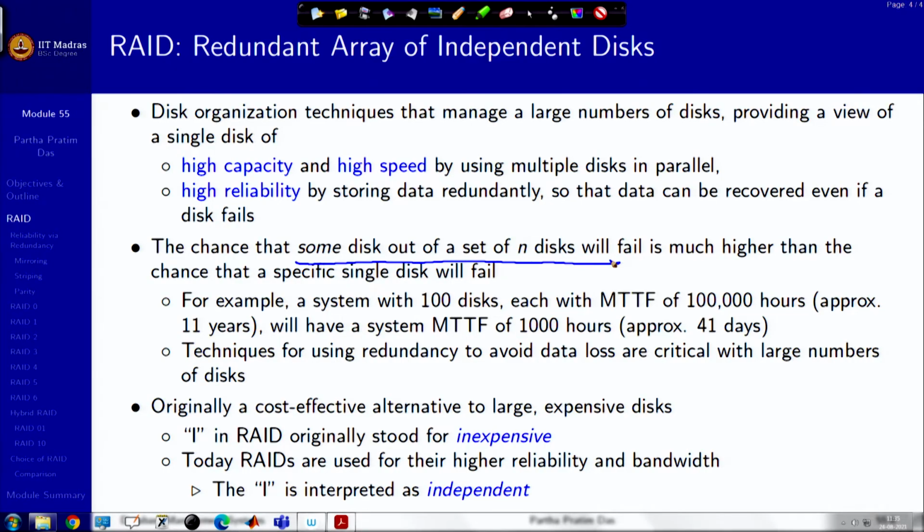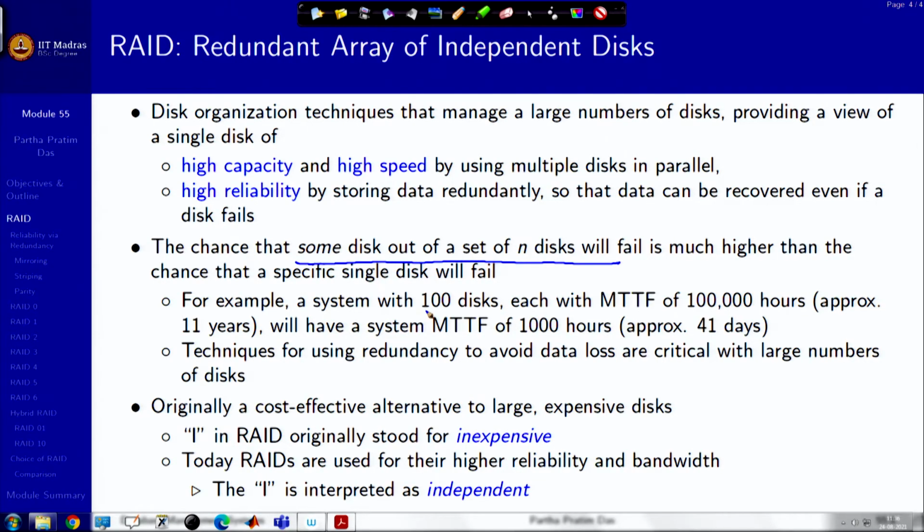You should note at this point that the chance that some disk out of n disks will fail is much higher than the chance of a single specific disk failing. But in the case of a single disk, if that specific disk, which has a lesser probability of failure, at all fails, you lose everything. Here, by providing a parallel array, you naturally have the condition that some disk might fail, but you will still be able to recover.